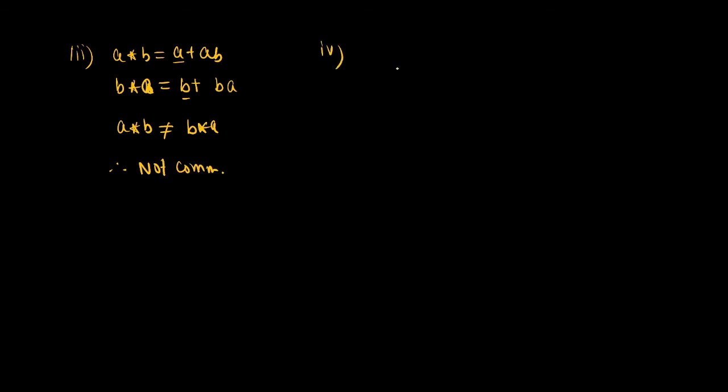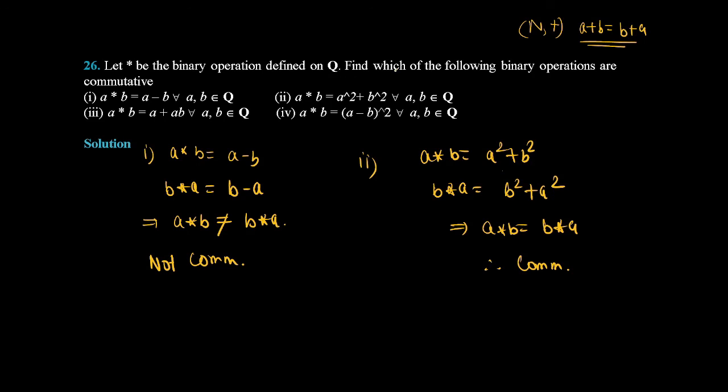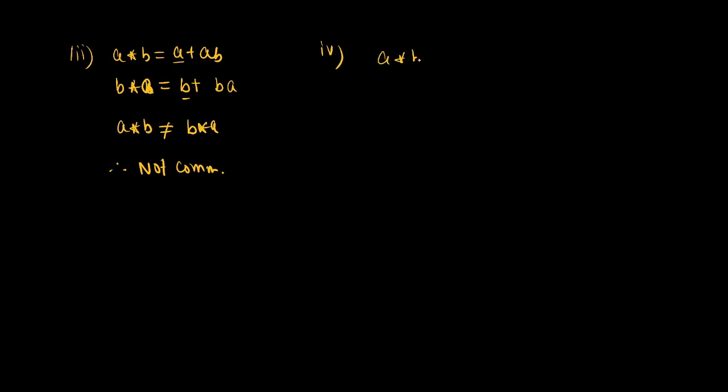Now in the fourth part, a star b is a minus b whole square. So b star a will be b minus a whole square. So if we take a difference and then take a square, this will always be the same, right? Because the square of a negative is always positive. So a star b is equal to b star a. So therefore it is a commutative binary operation.